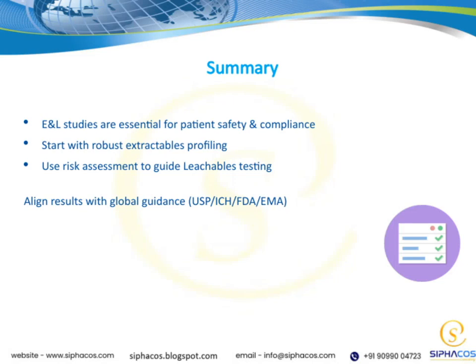Let's wrap up with some key takeaways. E&L studies are truly essential for ensuring patient safety and maintaining compliance throughout the product lifecycle. Starting with a thorough extractables profiling gives us a clear understanding of what chemicals could potentially leach out. From there, using a risk assessment helps us determine where to focus our leachables testing, making the process more efficient and targeted. It's also crucial to align our results with global guidance standards, such as those from USB, ICH, FDA, and EMA. This alignment not only ensures regulatory compliance, but also supports the overall safety and quality of our products.